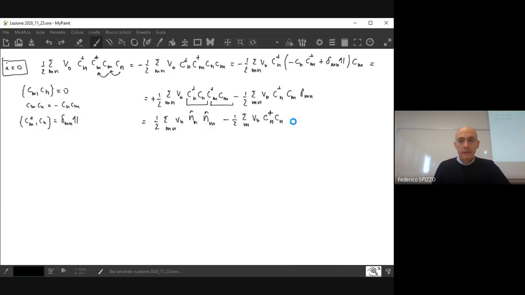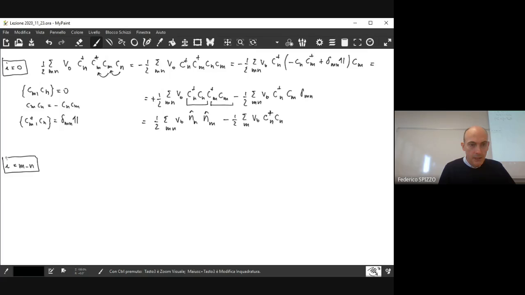Okay, and before going on with a further modification of this term here, let's see what happens when we consider the exchange process, that is i equal to m minus n. So this is the exchange, and the previous one was the direct.